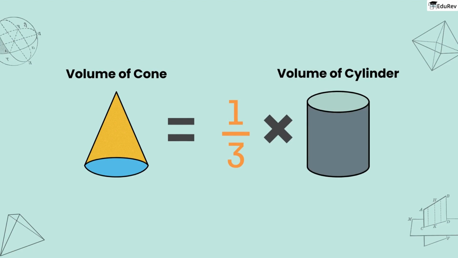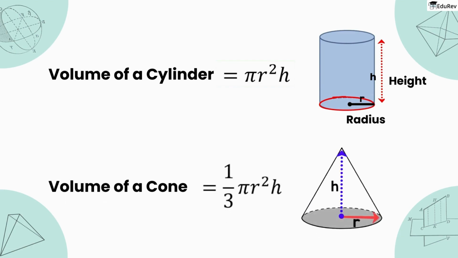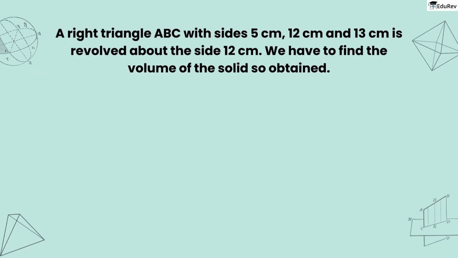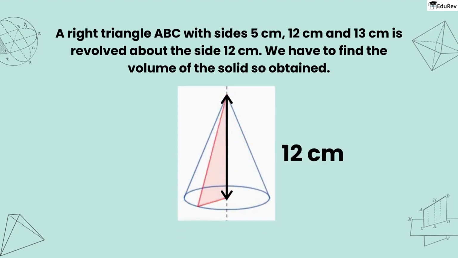The formula for the volume of a cylinder is pi r squared h, where r is the base radius and h is the height. Since the volume of the cone is 1/3 the volume of the cylinder, the formula for the volume of a cone is 1/3 times pi r squared h. Now that you have understood the volume of the cone, let us solve a question from the NCERT textbook. Question is, a right triangle ABC with sides 5 cm, 12 cm, and 13 cm is revolved about the side 12 cm. Find the volume of the solid so obtained.